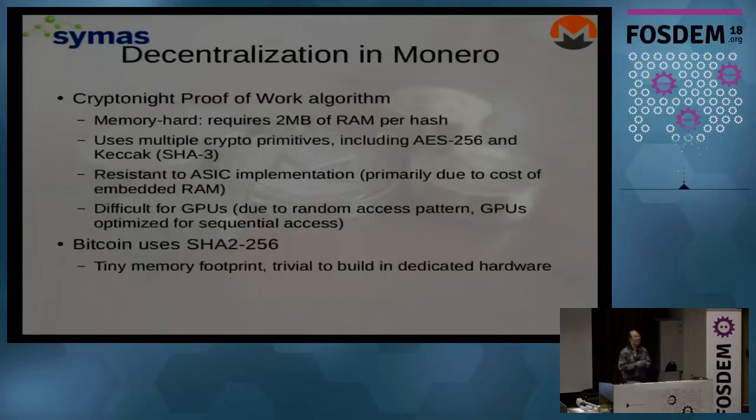So for decentralization, the big problem that we see, again, looking at Bitcoin, is a few companies in China control 80 or 90% of the hash power of the Bitcoin network. So in the Kryptonite proof of work, the algorithm requires a 2 megabyte scratch pad. So it's fairly expensive to implement this in specialized hardware, simply because fast RAM is fairly expensive. Also, instead of just using a single crypto primitive, it uses a set of 5 different primitives. So the algorithm is fairly resistant to ASIC implementation.